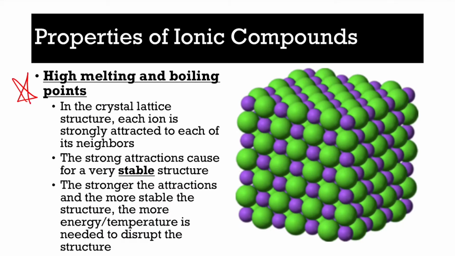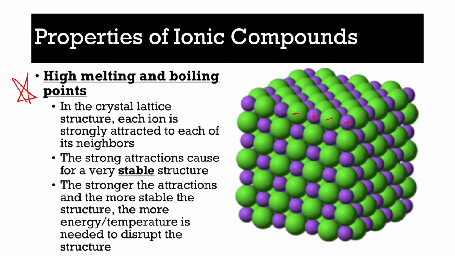Now, one of the other important properties is they have very high boiling and melting points. So the attractions between the negatives and positives of all these ions are very, very strong. Ionic bonds are one of the strongest types of bonds.